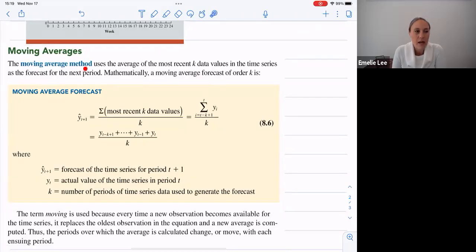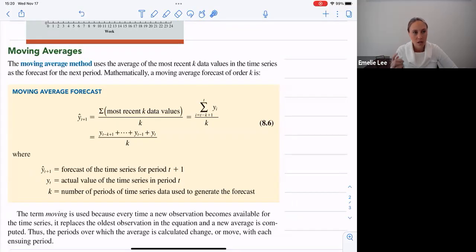So the moving average is exactly what you probably think it is when you think about moving averages. We take the most recent K data points, and we use the average of those K values to forecast for the next period.